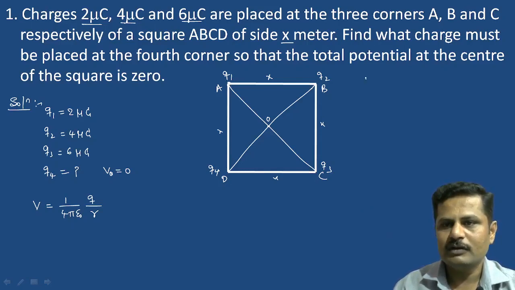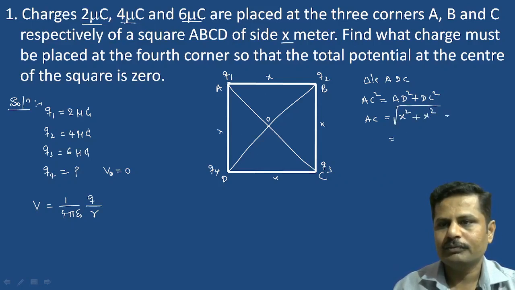For this, let me consider the triangle ADC, and by applying the Pythagoras theorem, you can get AC square equals AD square plus DC square. Thereby we can get the value of AC now. So AD square is nothing but x square, because we have AD equals x, DC equals x, so x square plus x square, and here we have a square root. So it will become 2x square. So therefore AC is equal to x root 2.